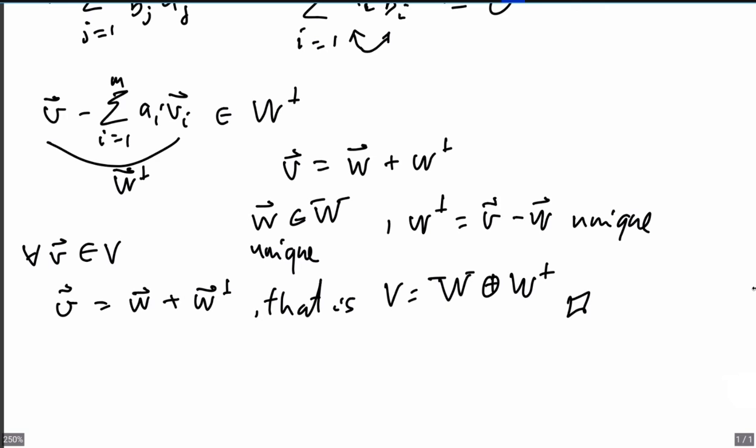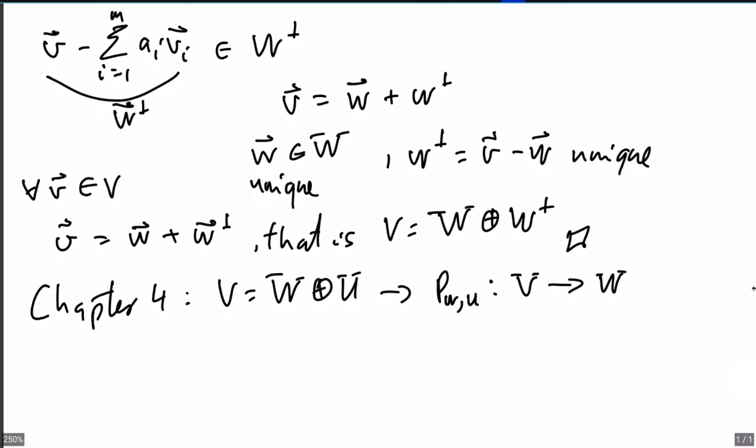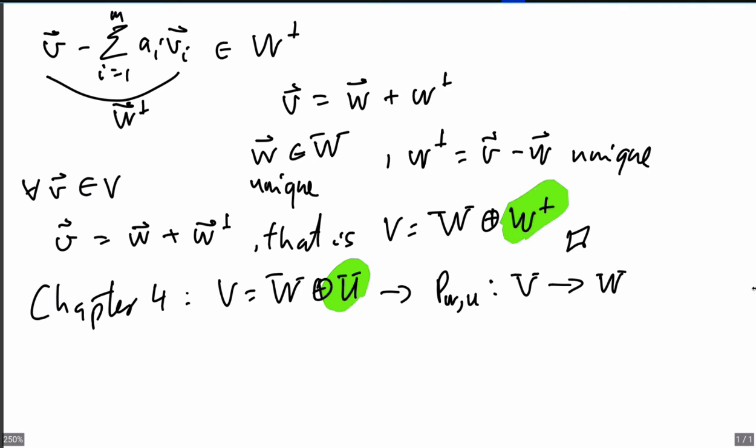Note in chapter 4, we had that V was a direct sum of two subspaces, and then we had a projection onto W along U, which was a linear transformation from V into W. So we have now a similar situation, but actually a little bit better, because one subspace is perpendicular to the other. The elements of one subspace are perpendicular to the elements of the other subspace. So in this case, we call this linear transformation an orthogonal projection.